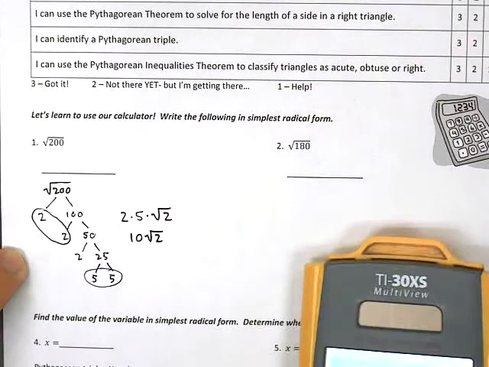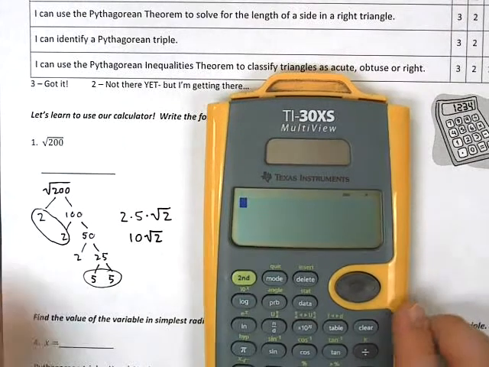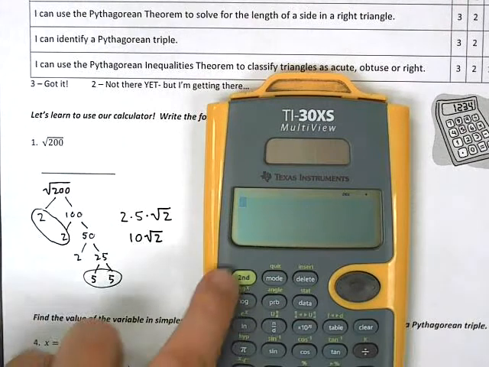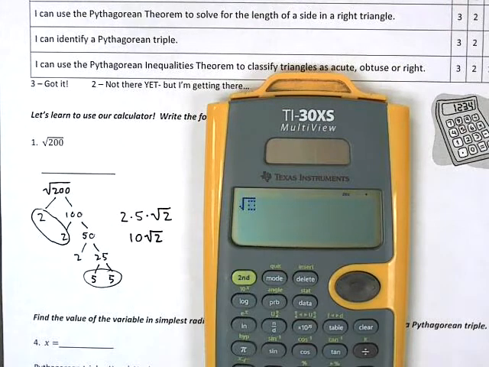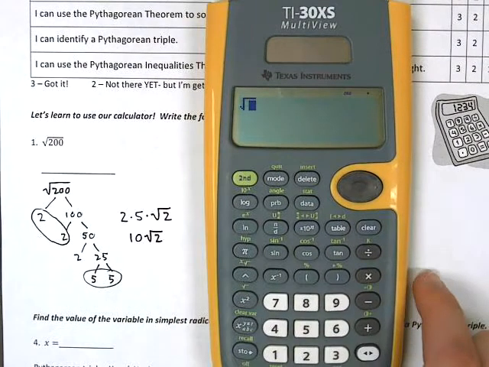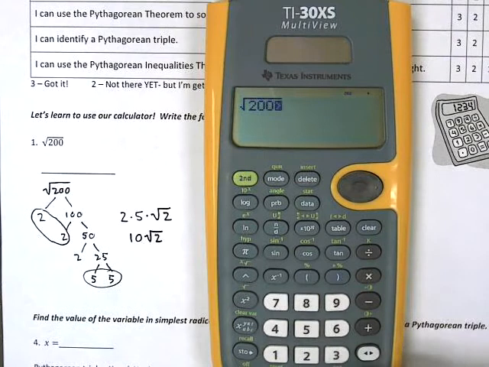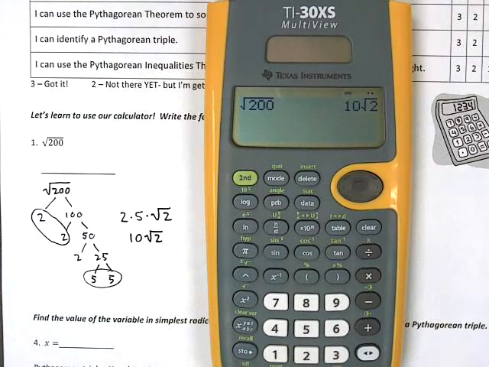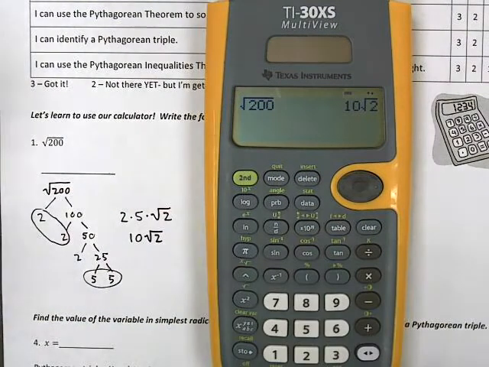You should probably rewatch. But I'm here to tell you that if you have one of these nice yellow calculators and you punch in the square root of 200, it gets you your answer in simplest radical form.